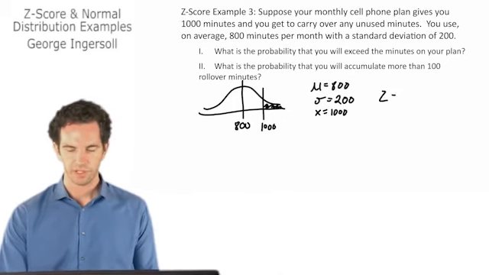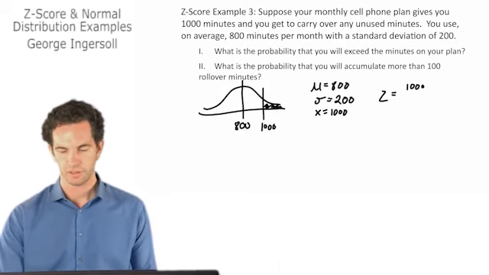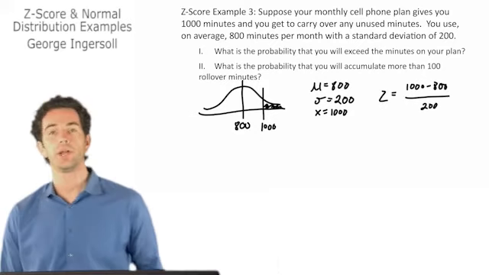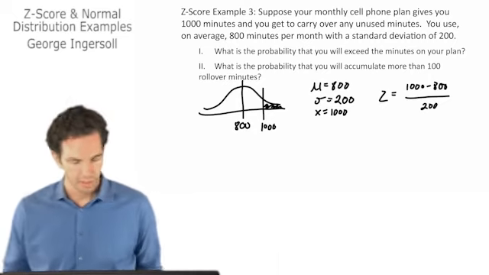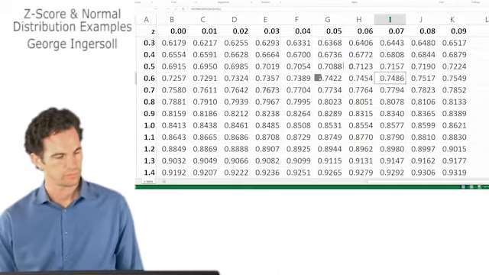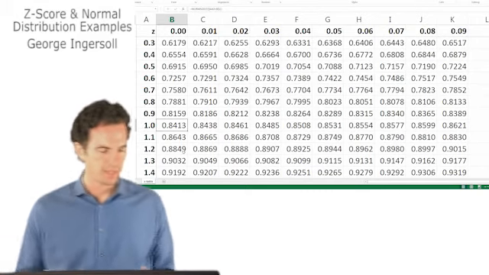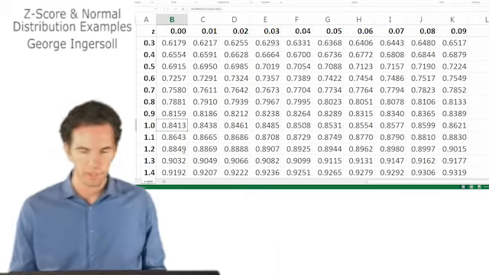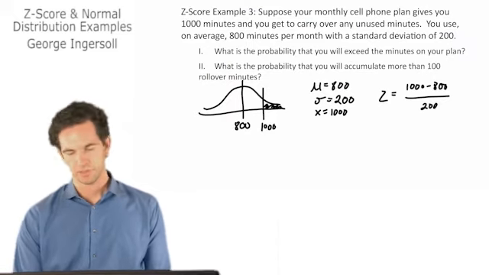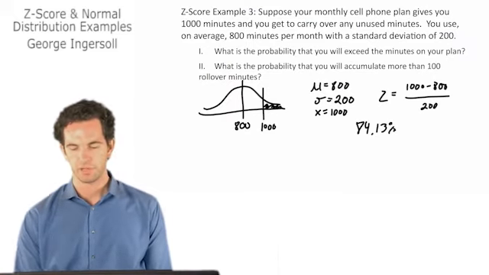So x is 1,000. We're trying to figure out our z value. So our z value is going to be equal to 1,000 minus 800 divided by 200. That's equal to 1. So our z value is equal to 1. Let's go ahead and use our table. Here's z of 1. And we get 0.8413. So our answer is going to be like 84.13%, right?